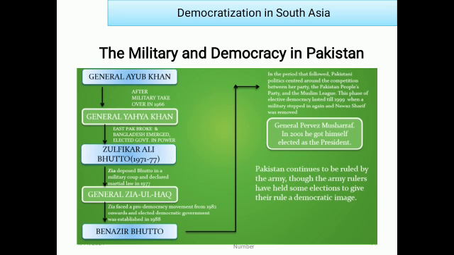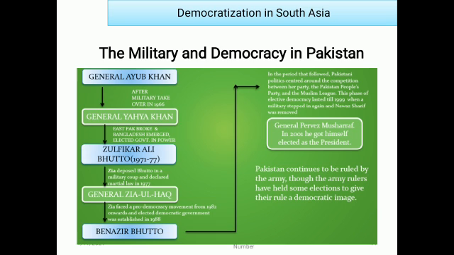Then General Pervez Musharraf. In 2001, he got himself elected as the president. About him you know very well, because it is a much discussed name in your course. And right now, what we can say is that Pakistan continues to be ruled by the army, though the army rulers have held some elections to give their rule a democratic image.